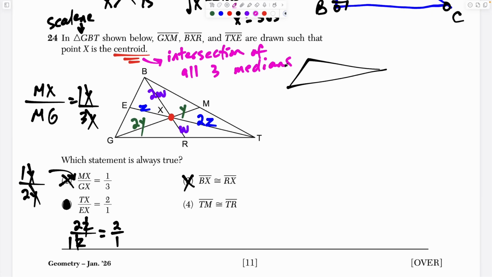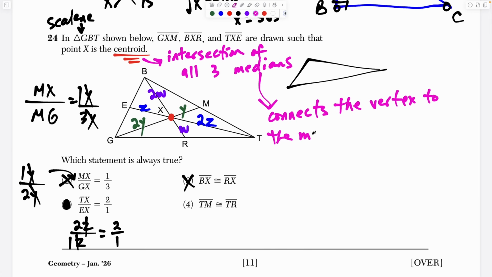And for this, we should know another definition: the median is a segment that connects the vertex to the midpoint of the opposite side. So this connects the vertex of a triangle to the midpoint of the opposite side. This is a very important definition to know.